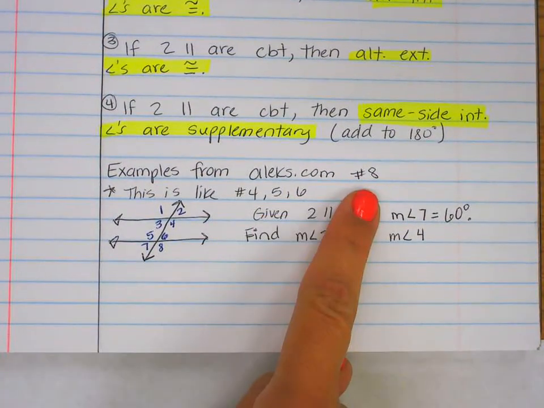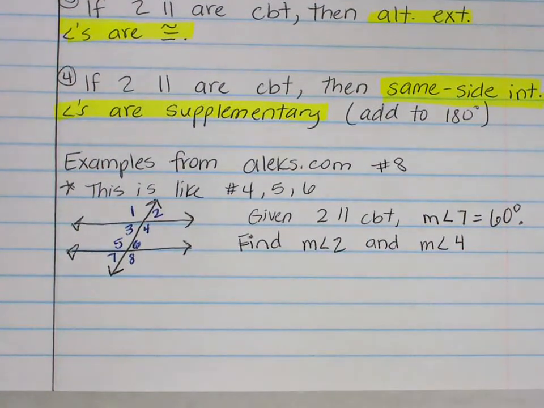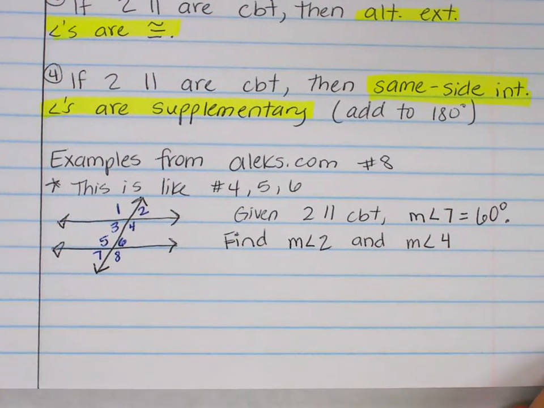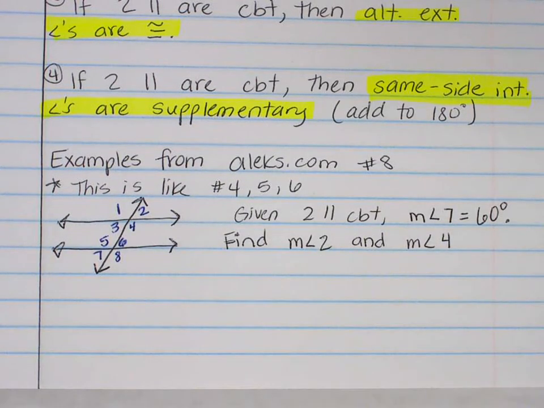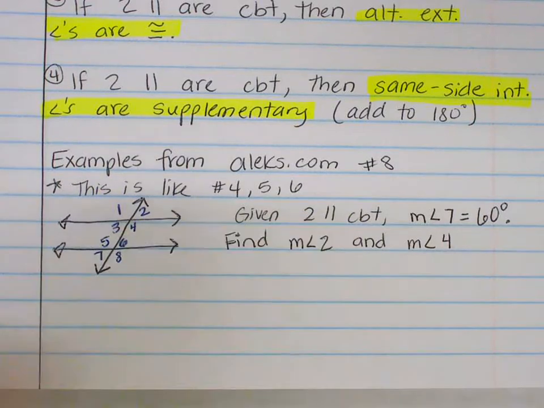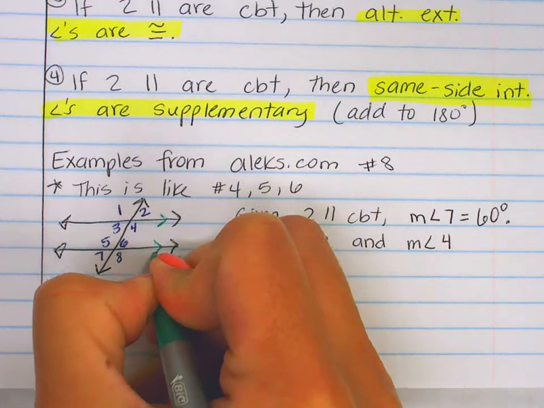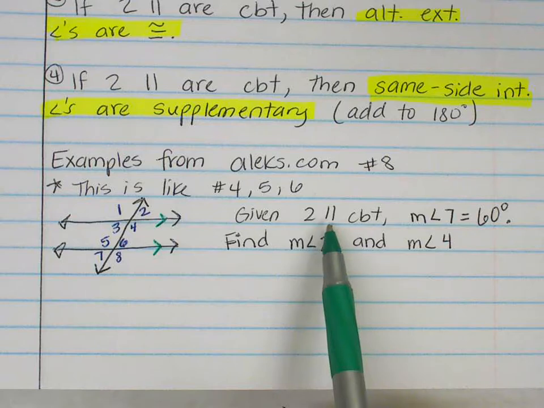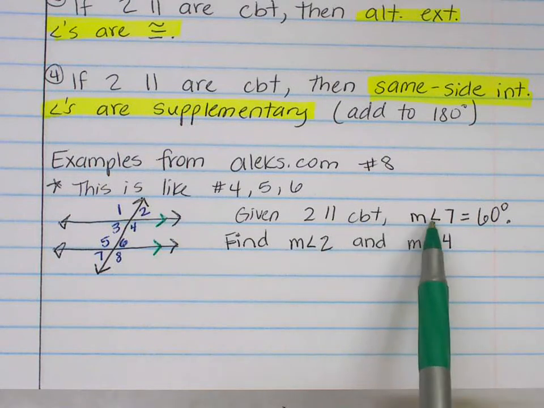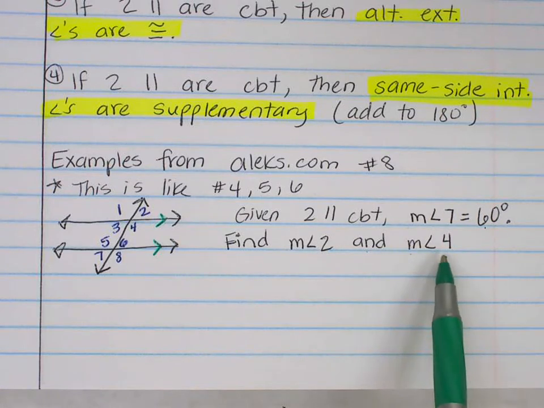This is from number 8 homework, and there was no number 7, just so you know. You should have done a flip grid. So for this example, this is like 4, 5, and 6 will be just like this. We have two parallel lines cut by a transversal. Let me just mark that they are parallel. That's the mark to show that lines are parallel. Given two parallel lines cut by transversal, measure of angle 7 is 60 degrees. Find measure of angle 2 and measure of angle 4.